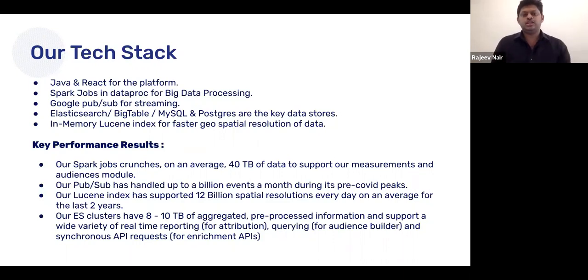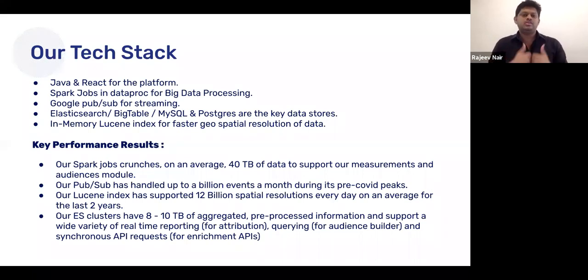We also have certain key performance results that we have achieved over the last couple of years. Our Spark jobs in an iteration have to crunch through 40 terabytes of data to support our measurements and audiences. PubSub handles billions of events. Lucene Index helps us resolve tens of billions of mobility events to our places data through geospatial resolution. And we have Elasticsearch clusters that are terabytes in size, with indexes each of which are, say, a few hundred GB.